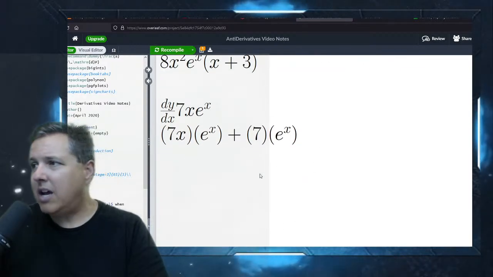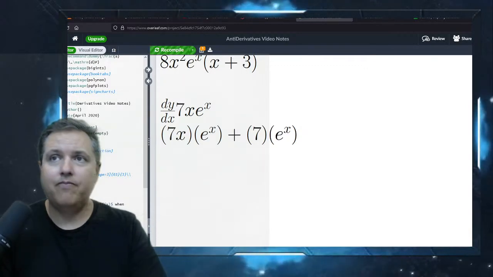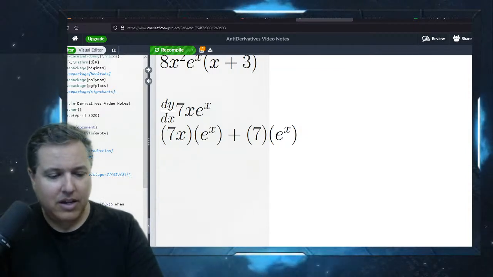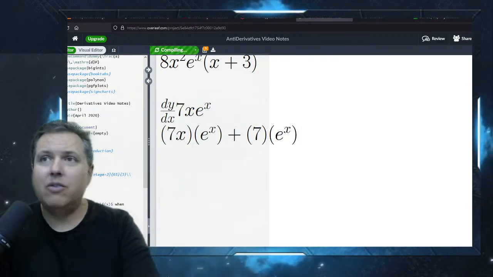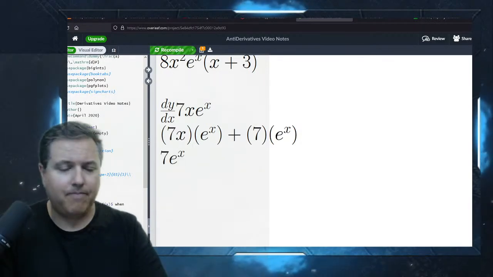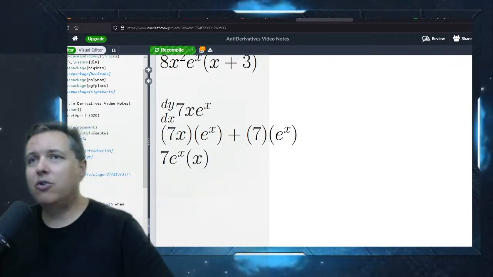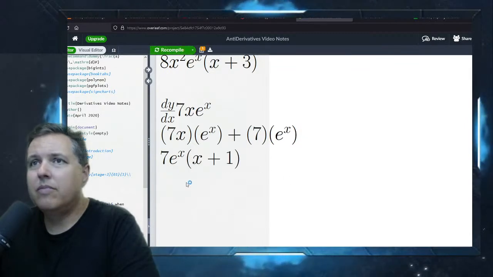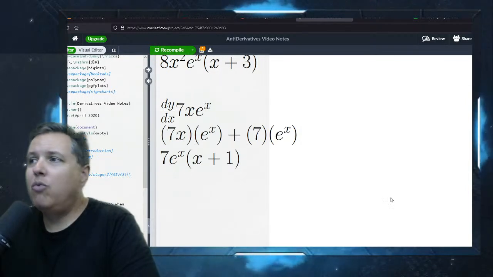Now we can clean that up using the kind of factoring that they like to do in this part of the book. It looks like we can pull out a 7e to the x. And that's going to leave us with x plus 1. So there's our derivative. And we want to evaluate it at the point 0, 0.